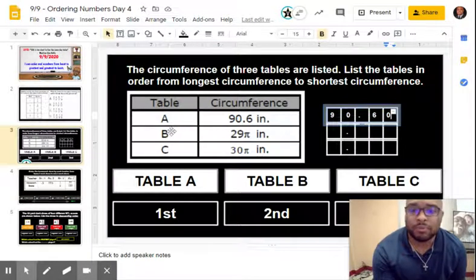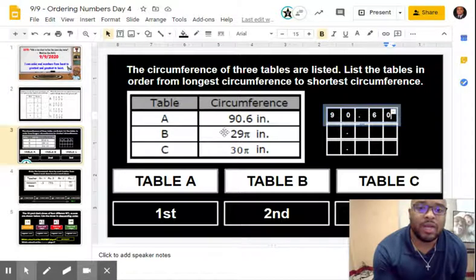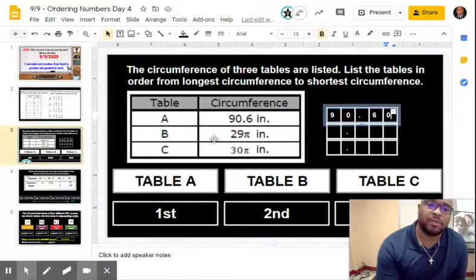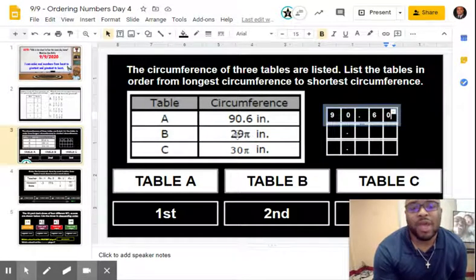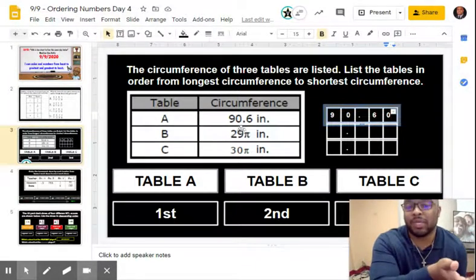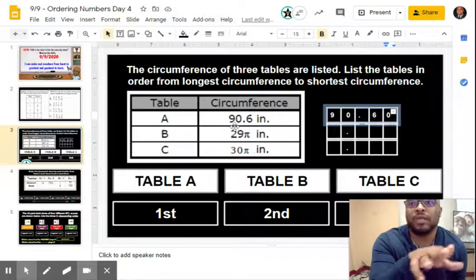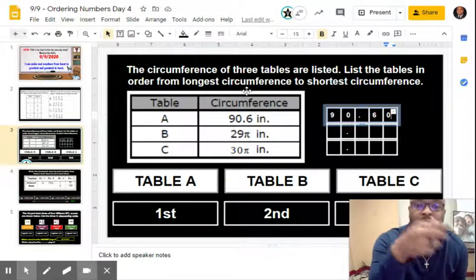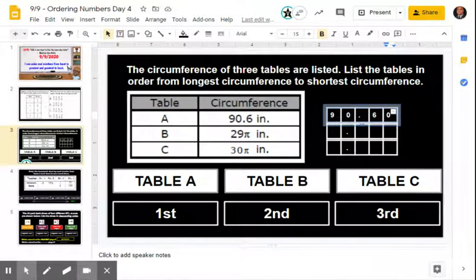Our next table, table B, says 29 pi inches. Well, when I have 2 values placed next to each other in a math class, that indicates multiplication. Okay, so I need to multiply 29 times pi. So that means we need to go to our decimals calculator. All right. So I'm going to bring you over with me to decimals, if it'll let me, of course.